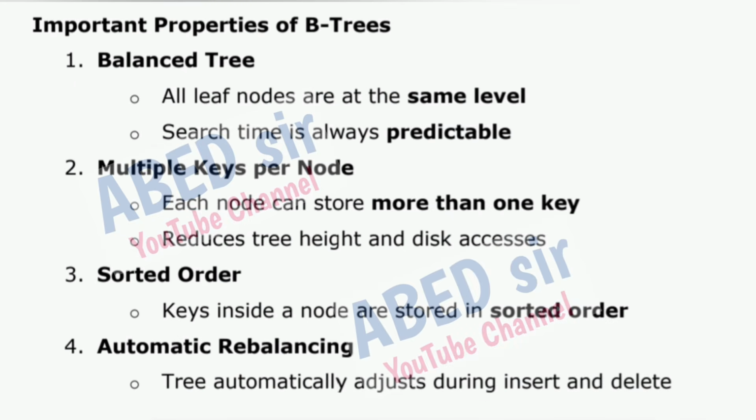Important properties of B-trees. 1. Balanced tree. All leaf nodes are at the same level. Search time is always predictable. 2. Multiple keys per node. Each node can store more than one key. Reduces tree height and disk accesses. 3. Sorted order. Keys inside a node are stored in sorted order. 4. Automatic rebalancing. Tree automatically adjusts during insert and delete.